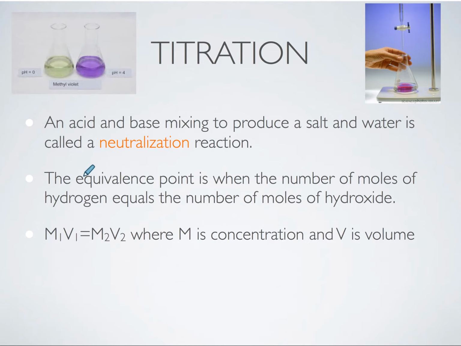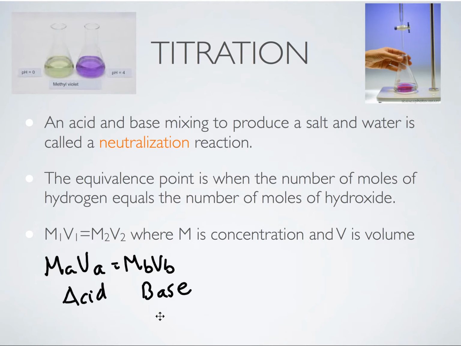The formula that we are going to be using to complete our titration problems is M1V1 equals M2V2, which we could also write as MAVA equals MbVb. These two equations could be used interchangeably. I tend to write it this way because then you have your acid side and your base side, and students tend to be less likely to mix up the molarities or the volumes and put things on the wrong side.